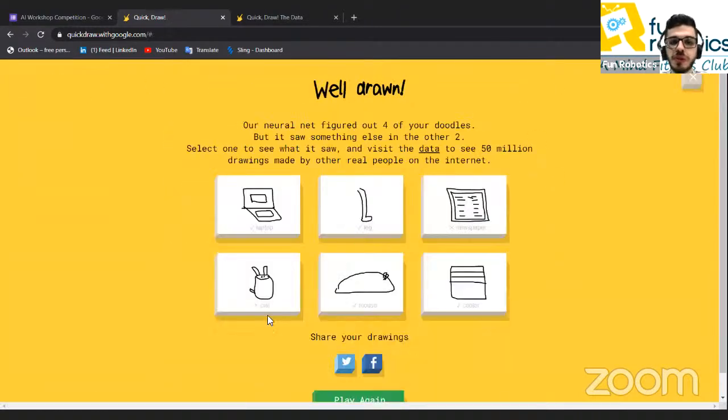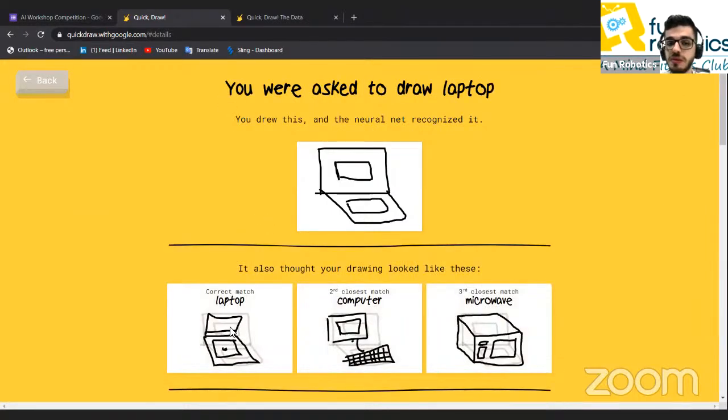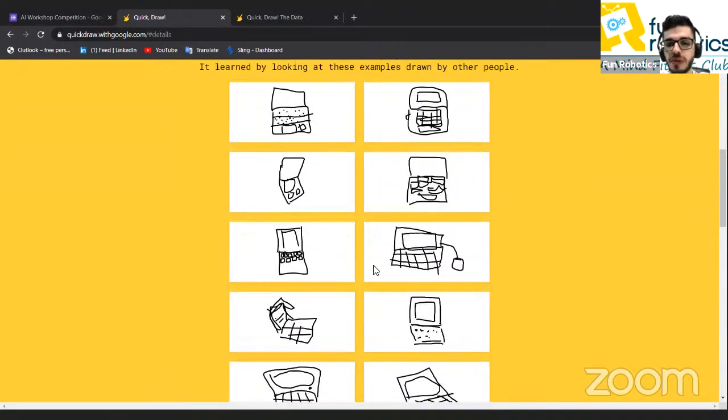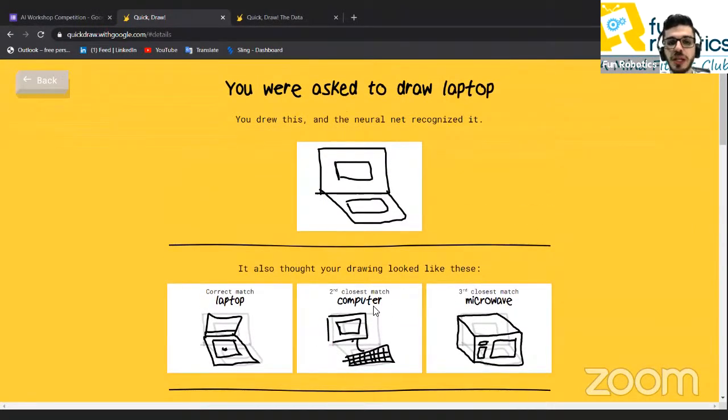A similar example would be, for example, if I click on the laptop, it shows me that correct match because someone else drew it in a similar way. And it's showing you how other people also drew a similar way for the laptop. Yeah? And it's showing you the second closest match, which is the second guess of, if it's not a laptop, then it's a computer. If it's not a computer, then it's guessing it's a microwave.